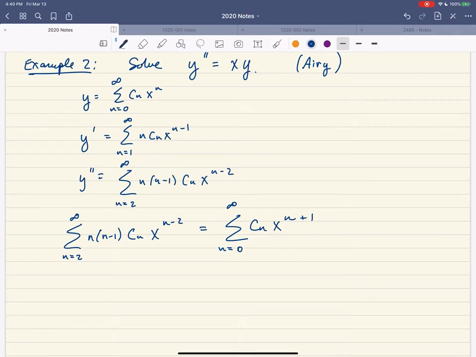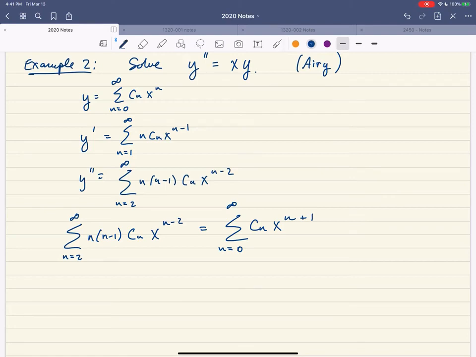So I'm going to look at the left sum and think about when n is equal to 2, what's our smallest power of x? When n is 2, we're going to get x to the 0. Okay, so that's our smallest term there. On the right side, when n is equal to 0, the smallest value of n that we have, the smallest term we're going to get is x to the 1. So the left side is going to have an extra term that we don't have on the right side.